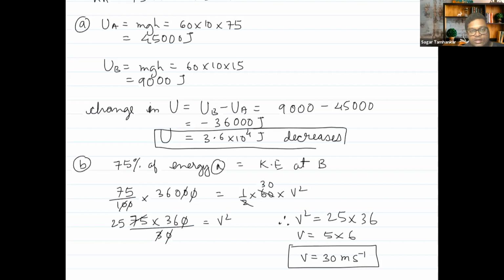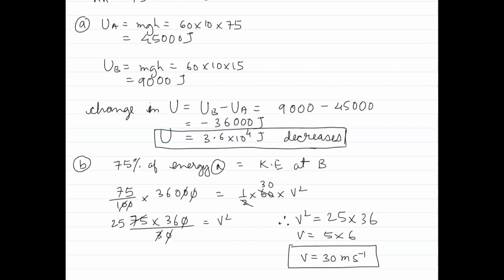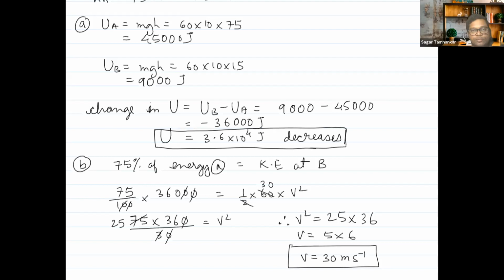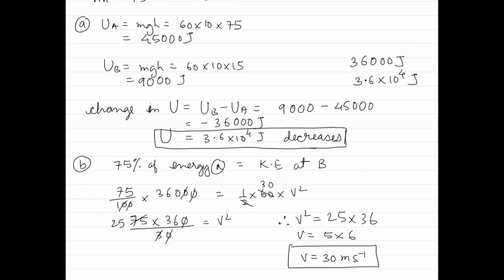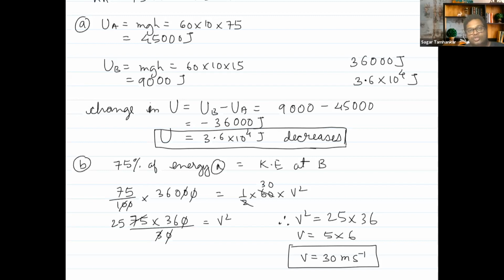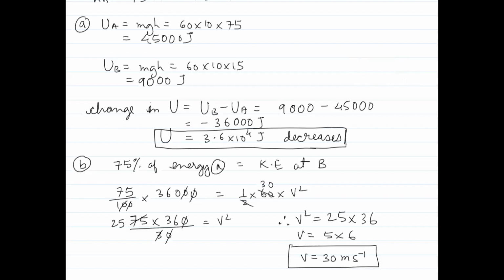Okay, any questions, anyone? So why have you written 3.6 into 10 raised to 4 joules? That's up to you. You can leave the answer as 36,000 joules, but the scientific notation is a digit, then a decimal point, and the remaining you leave as a power of 10. And if there is a digit over here, then you should write up to 2 decimal places at least.